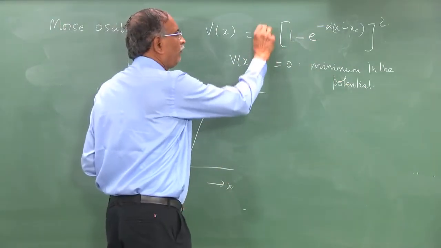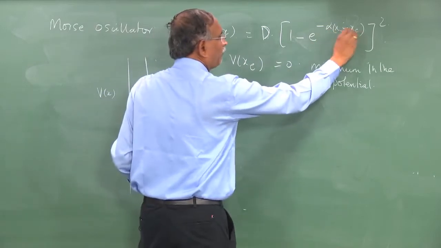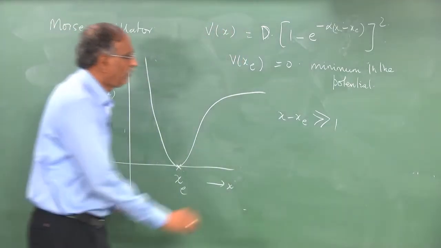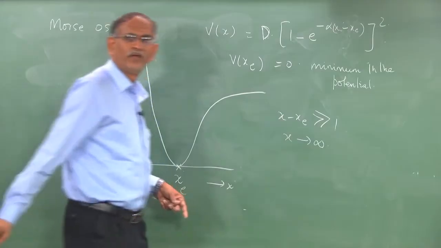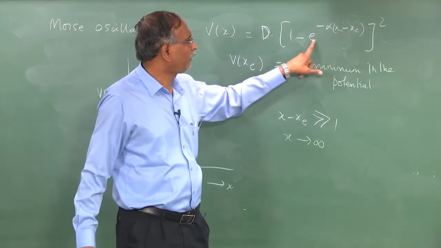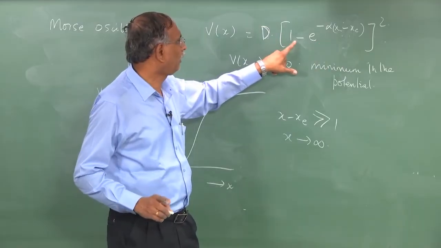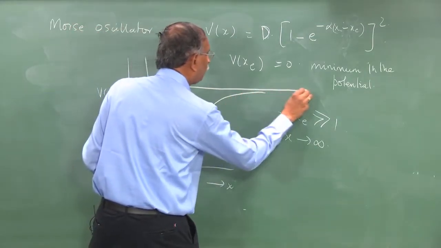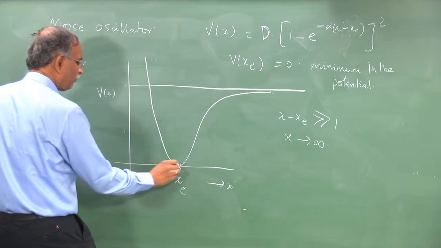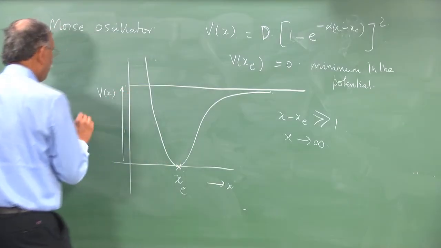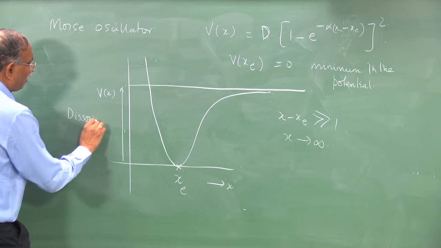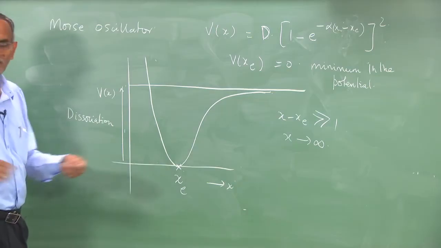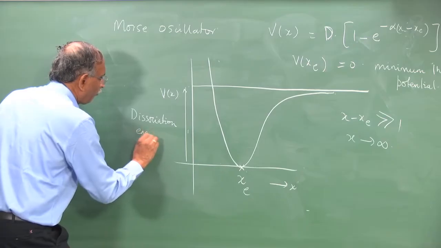And you can also see the value of D as nothing but when x minus x e is very, very large, or x goes to infinity. Ideally, as a mathematical formula, when x goes to infinity, this whole exponential goes to 0, and therefore what you have is 1 whole square, and so you have D, and D is essentially the asymptotic value, and this D with respect to this value is called the dissociation energy, because at that extension of x, the atoms do not come back, and therefore they are permanently separated from each other, and this is called the dissociation energy.